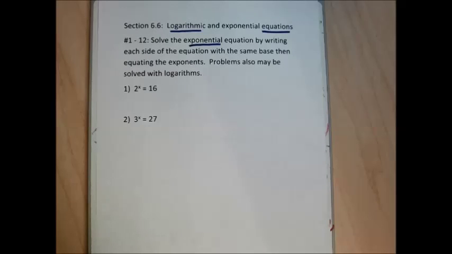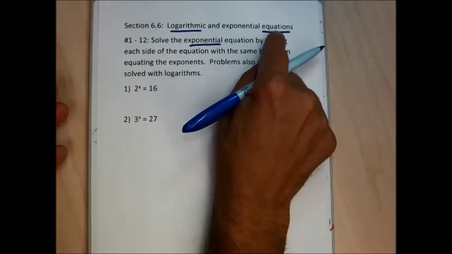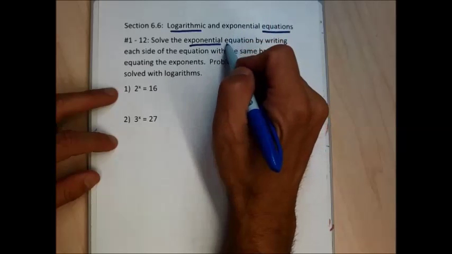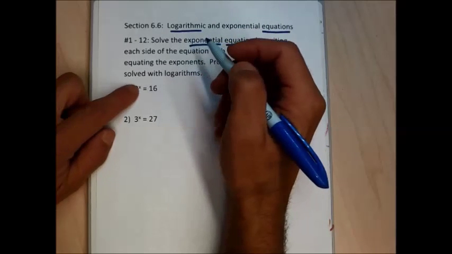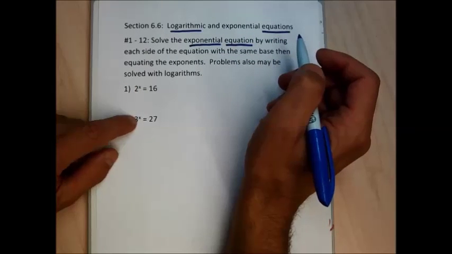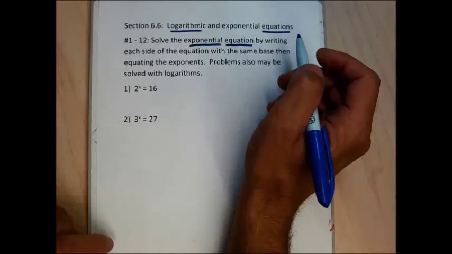So section 6.6 is a section titled Logarithmic and Exponential Equations. Every problem in this section is going to have an equal sign, and we're going to solve for x for all the problems. For each of the problems, we're going to get an answer for x. Some of the equations are going to be exponential equations. Exponential equations, you can identify them because there's an x and an exponent. And the other kind of equations, logarithmic equations, they're easy to identify because they have logarithms.